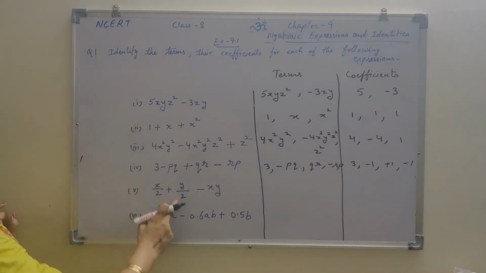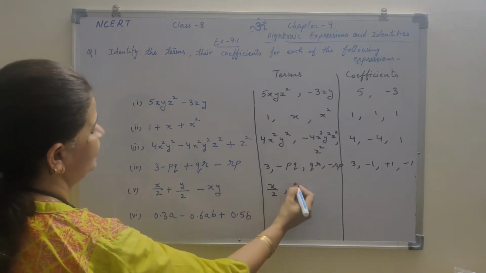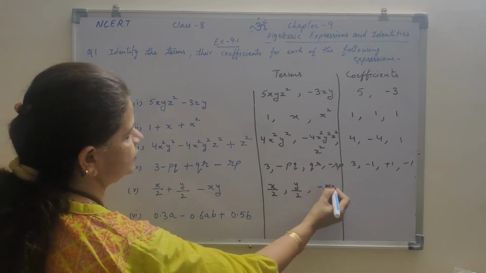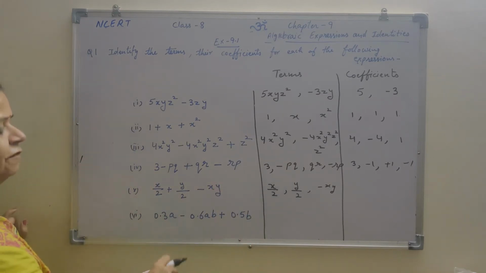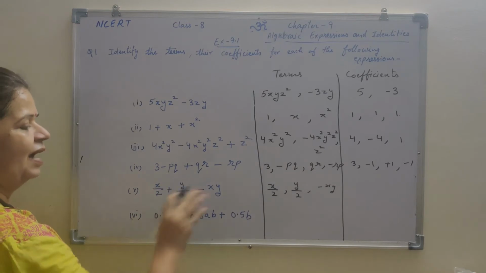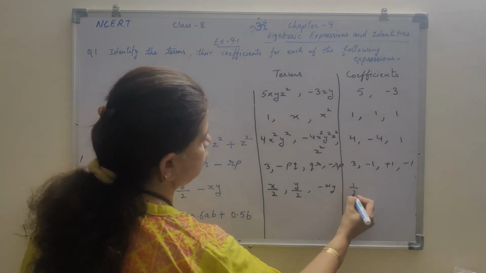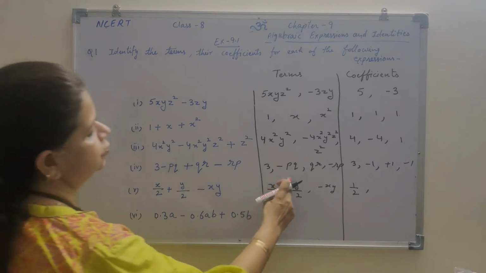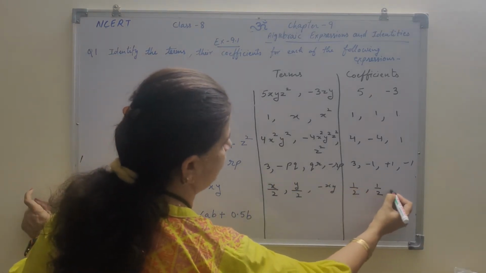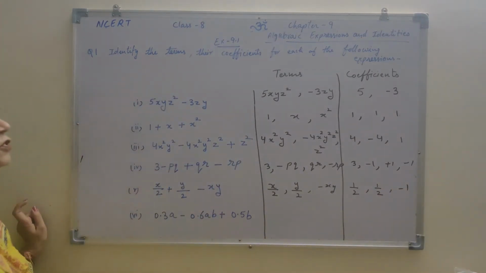So these are the coefficients for these terms. Next is x by 2 plus y by 2 minus xy. Three terms are there, which are x by 2, then y by 2 and then minus xy. And their coefficients are, as I said earlier, the numerical value. That means you have to leave the variable and write down the numerical value. If we leave x here, the numerical value left is 1 by 2. So the coefficient of x by 2 is 1 by 2. Similarly, the coefficient of y by 2 is also 1 by 2, and the coefficient of minus xy is minus 1.